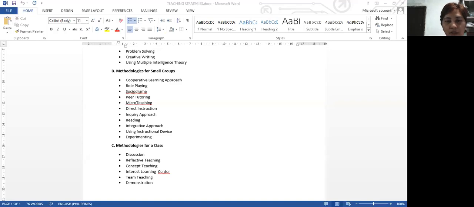Okay, so let us continue. Let's now have the different methodologies for small group. These are cooperative learning approach, role-playing, sociodrama, peer tutoring, micro-teaching, direct instruction, inquiry approach, reading, integrative approach, using instructional device, experimenting.